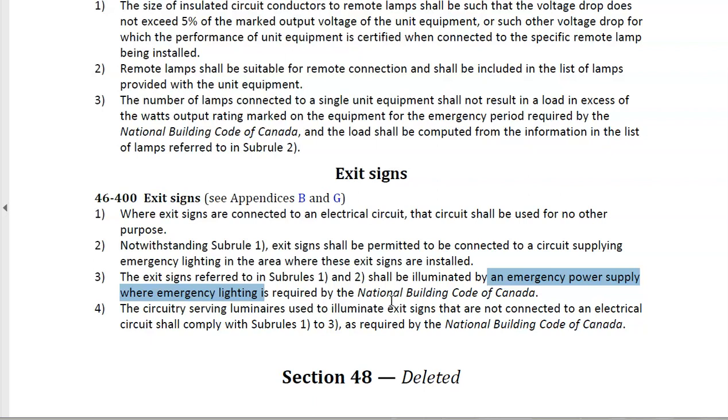And then subrule 4, the circuitry serving luminaires used to illuminate exit signs that are not connected to any electrical circuits. So you should have this, exit signs that are not connected. These are photoluminescent ones. Shall comply with subrules 1 to 3 as required by the National Building Code of Canada. So this subrule 4 is dealing with the glow-in-the-dark ones.